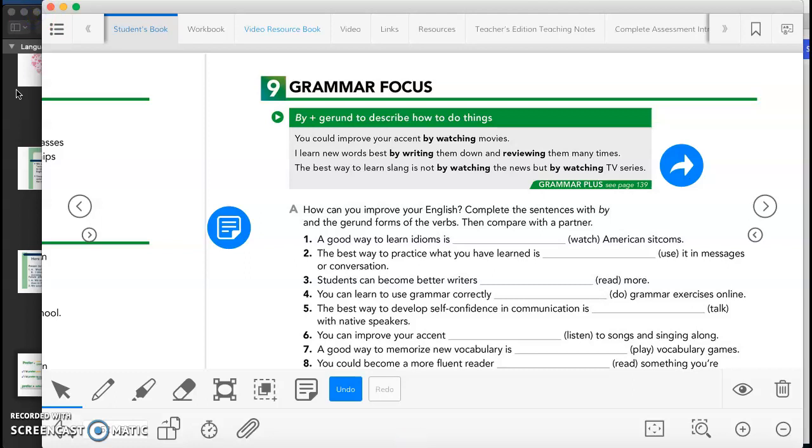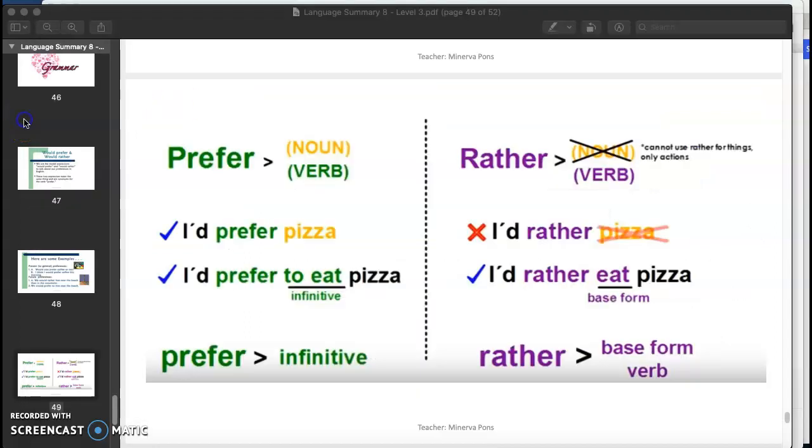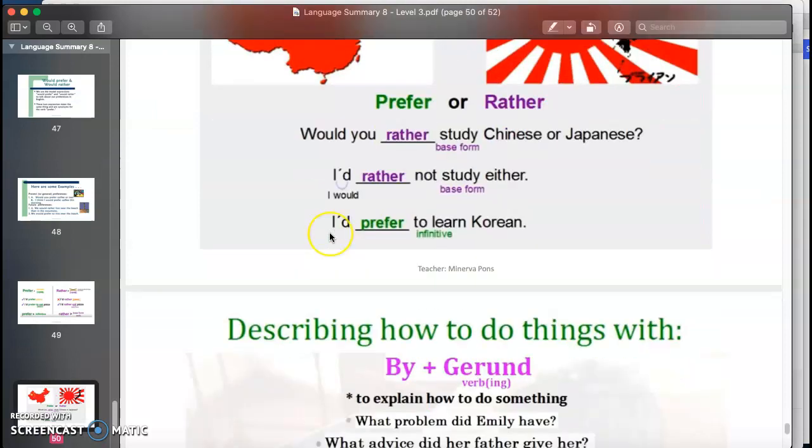Okay guys, so this is the second part of Unit 8. The grammar focus is by plus gerund to describe how to do things. So we are going to be using by plus gerund to describe how to do things, of course. So remember that a gerund is a verb with an ing ending. For example, walk, walking, go, going, do, doing, etc.